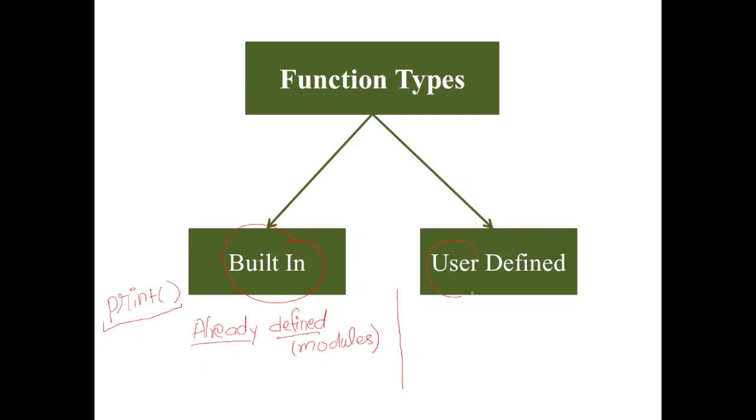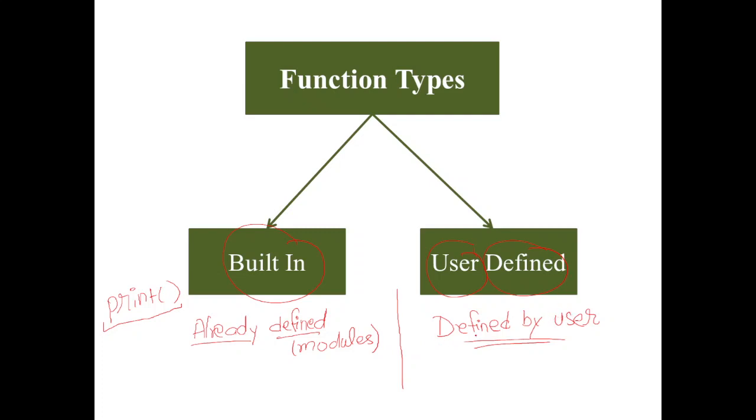Whereas the other type of functions are called user-defined functions. User-defined functions are not already stored in the Python libraries. We need to define them first, and then we use them, and whenever we want to use them, we need to call them. So they are defined by us.